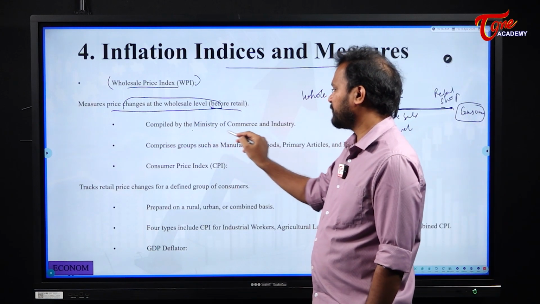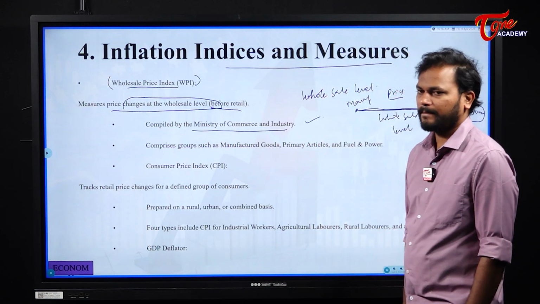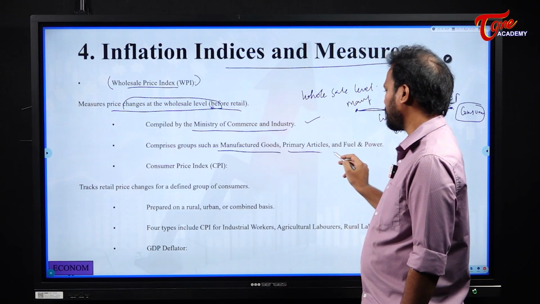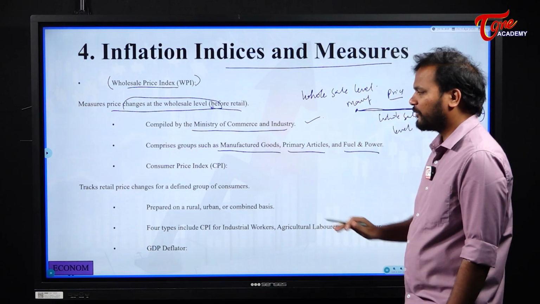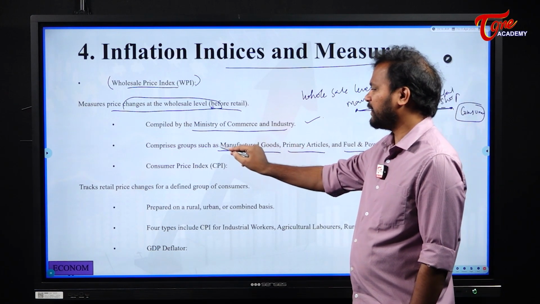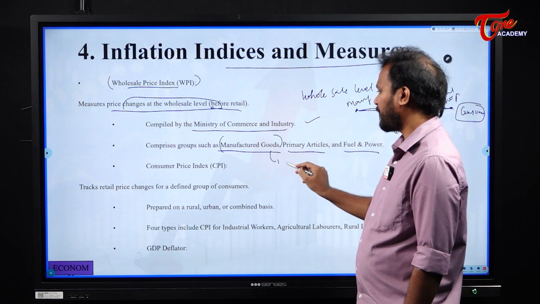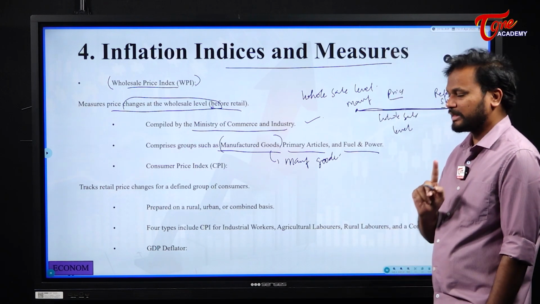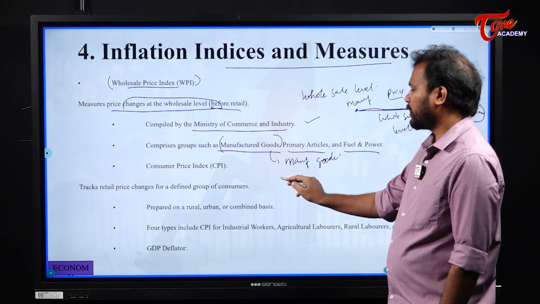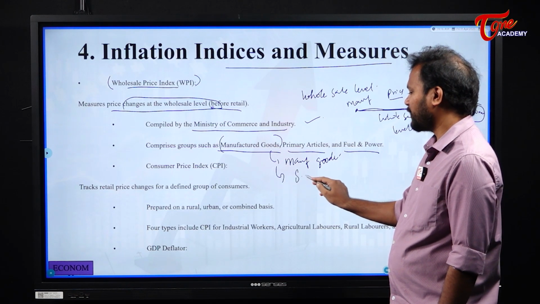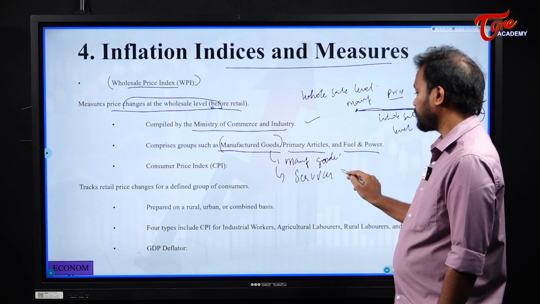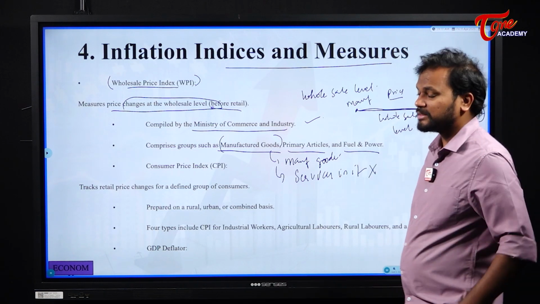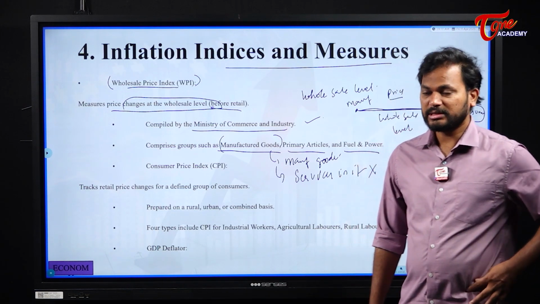It is compiled by the Ministry of Commerce and Industry. It comprises groups such as manufactured goods, primary articles, and fuel and power. Within these three groups, manufactured goods have the larger share. Another point is that the wholesale price index does not include the changing prices of services.